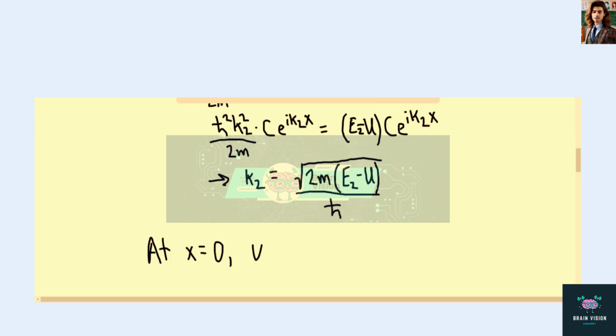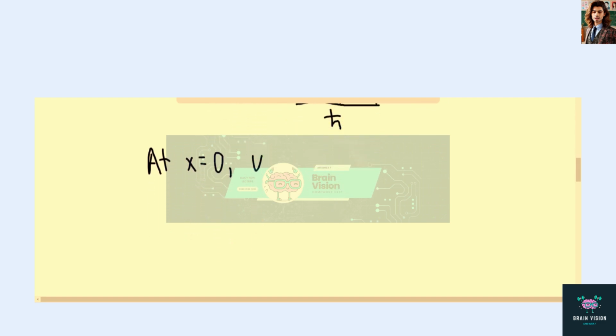So now we look at our boundary condition at x equals 0. I say boundary condition because it literally is the boundary at x equals 0 between the two regions. So psi1 equals psi2. This means that at this point, A plus B is equal to C at the boundary.